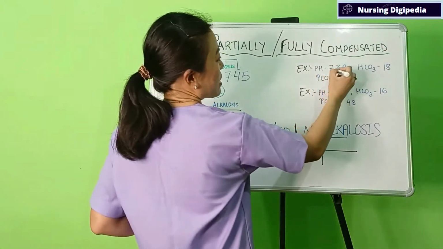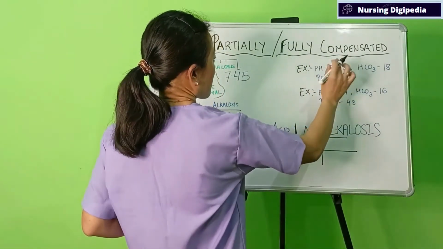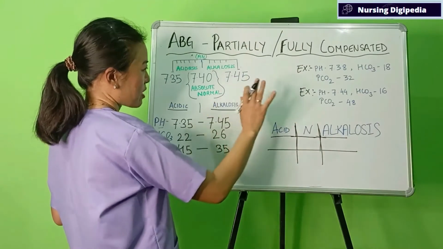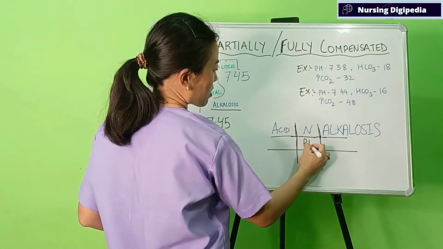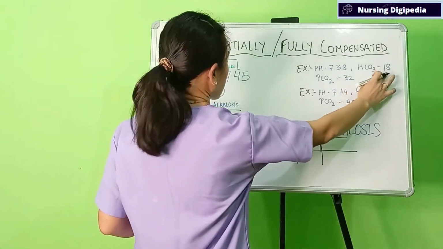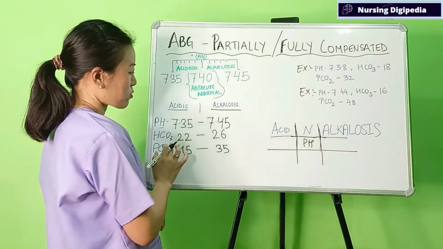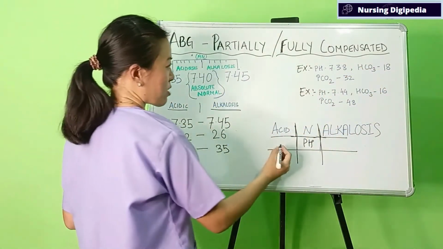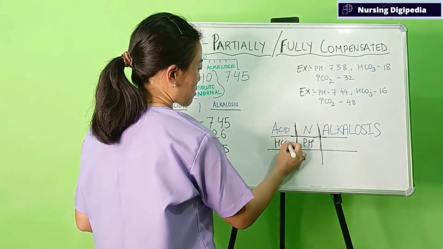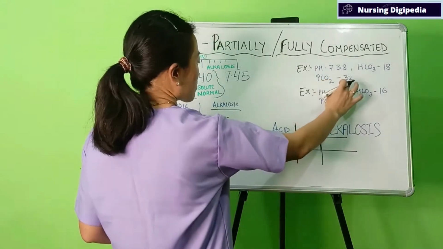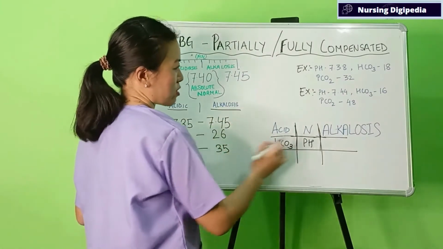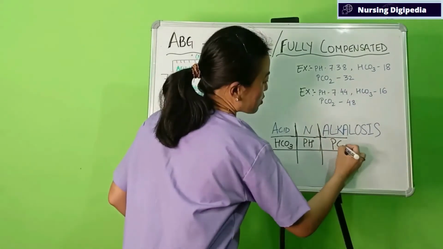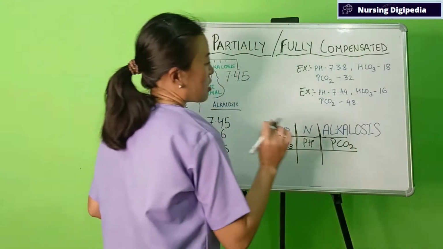We have a blood pH of 7.38. That means our blood pH is normal, so we are writing pH in the normal column. Bicarbonate is 18, it's below 22, which means it's acidic, so we are writing bicarbonate in the acidic column. And PCO2 is 32, that means it's below 35, it's in the alkalotic column, so we are writing PCO2 in the alkalotic column.